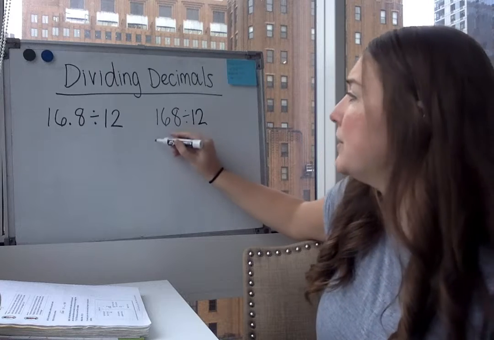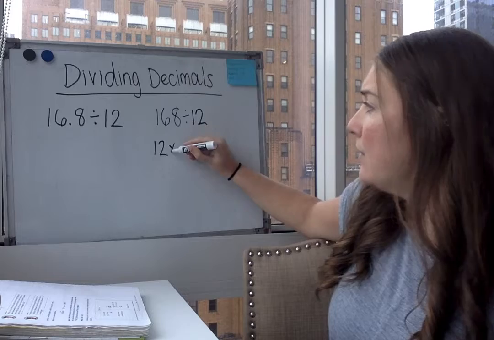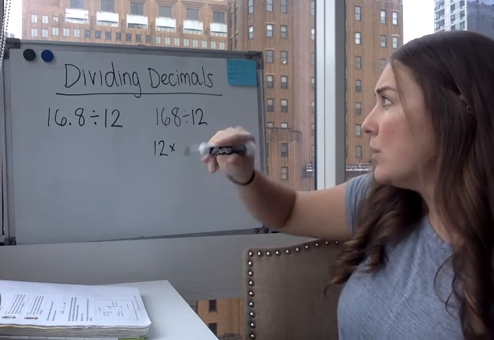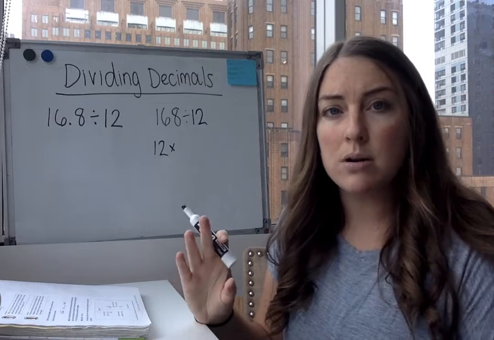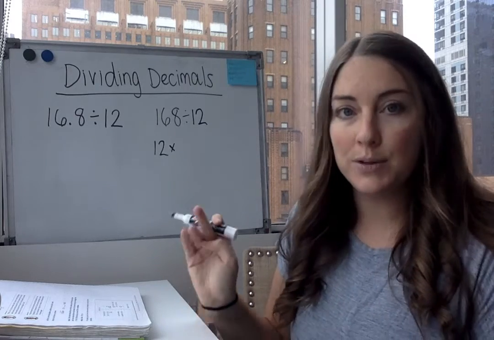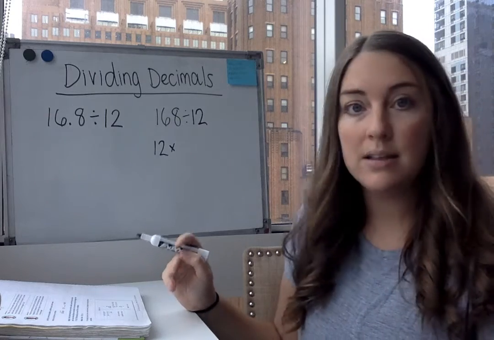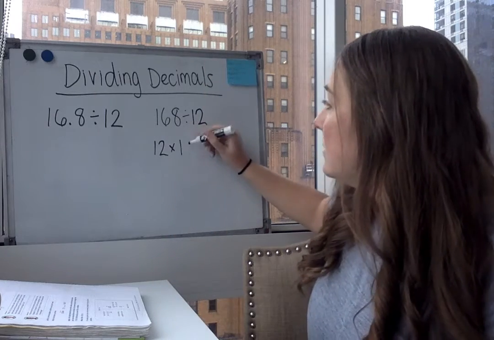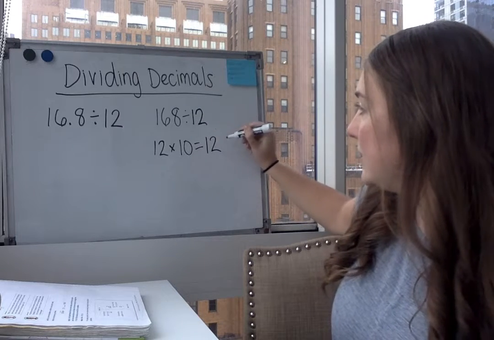So just a reminder, when you're using multiplication to help you with division, you want to try to figure out 12 times what equals 168. So you want to get to a nice landmark number that's easy to use. I know a lot of you are thinking, start with 10. And we know 12 times 10 is 120. That's great. So we'll start with 12 times 10, which equals 120.